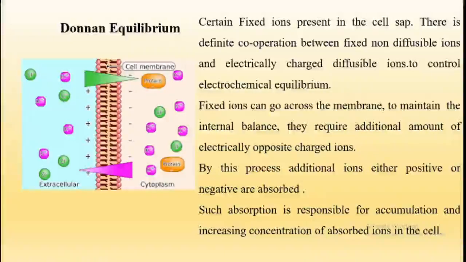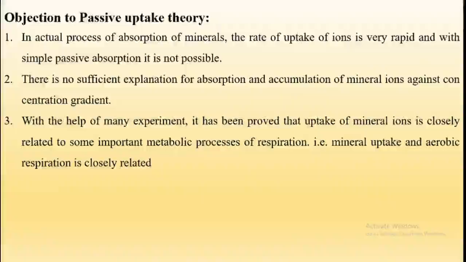they require an additional amount of electrically opposite charge ions. By this process, additional ions, either positive or negative, are absorbed. Such absorption is responsible for accumulation and increasing concentration of absorbed ions in the cell. Now, objections to passive uptake theory.